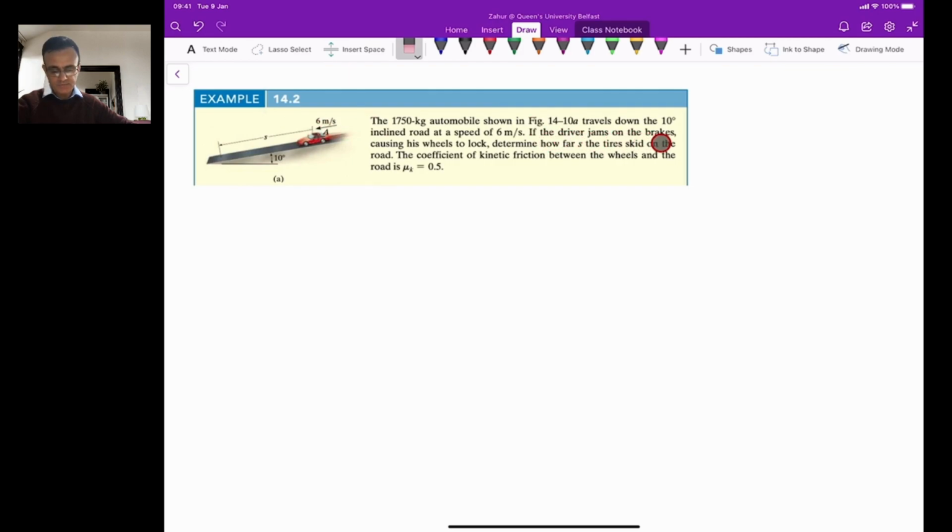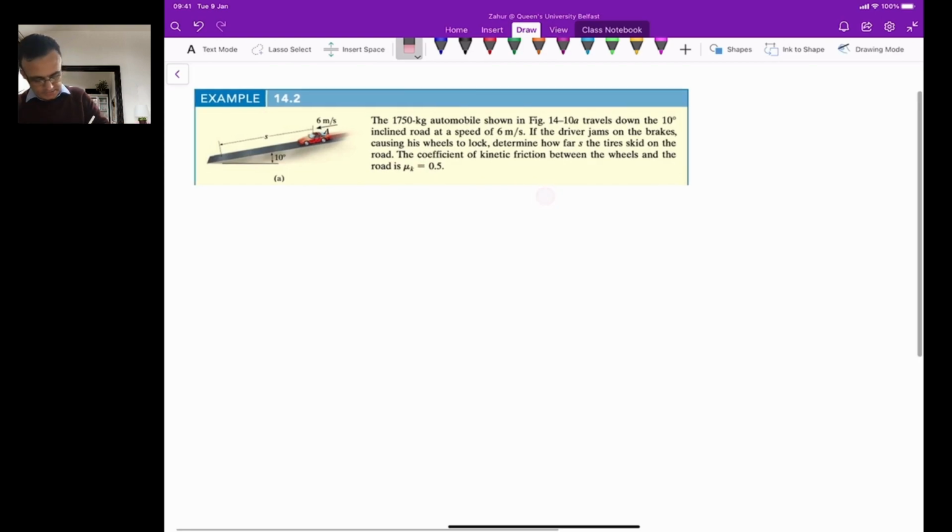If the driver jams on the brakes, causing his wheels to lock, determine how far the tire skids on the road. So you need to calculate this distance S here, so that the velocity at location B will become 0. And the coefficient of kinetic friction between the wheel and the road is mu k, which is 0.5. So in addition to the weight, we also have the friction force here.